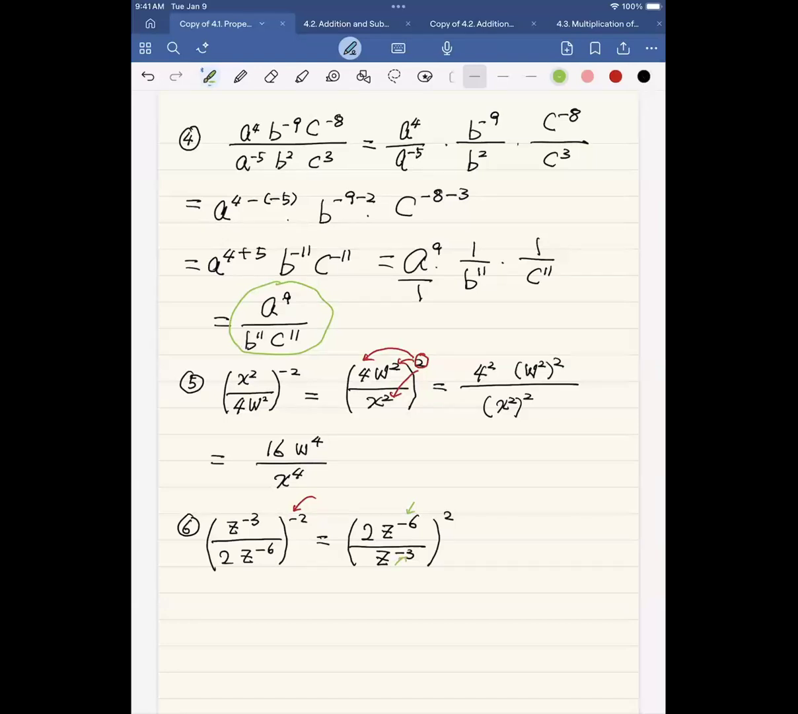repositioning is solely related to this minus sign in the exponent. And then we will distribute the power.